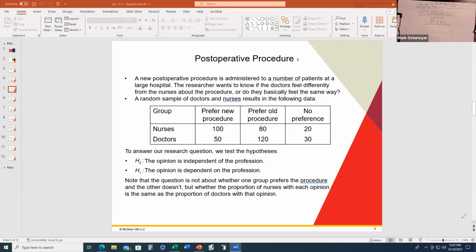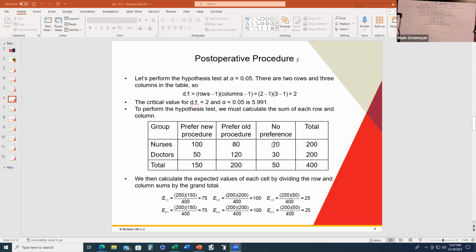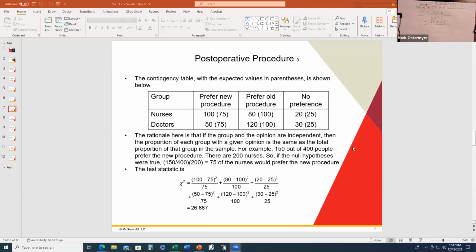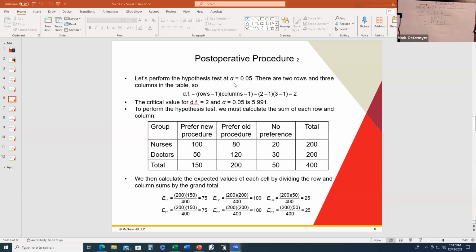All right, so the next step now is we're going to have to compute our test statistic and determine our rejection acceptance region here. All right, so we're going to test at 5% level of significance, and there are two rows and three columns. Therefore, we're going to have 2 minus 1 times 3 minus 1, or 2 degrees of freedom. And therefore, if we take it to the chi-square table with 2 degrees of freedom, 5%, we'll discover that our critical chi-square value is 5.991.